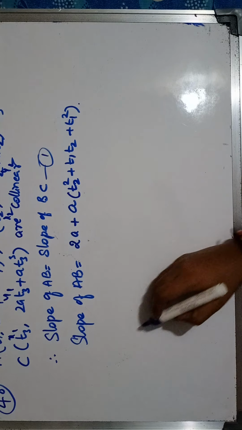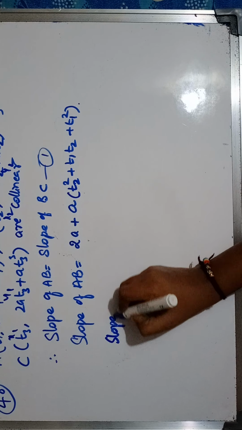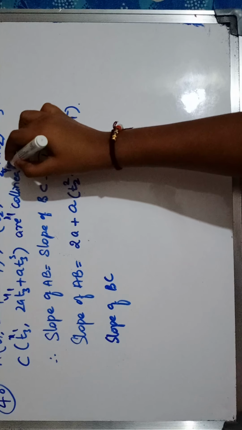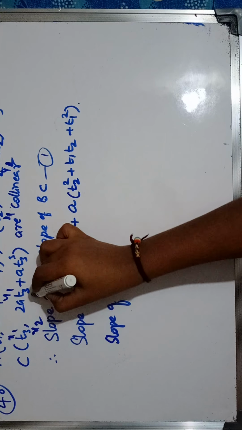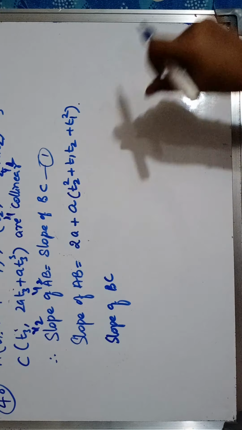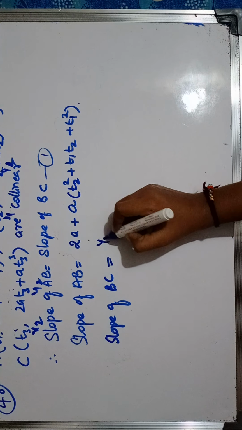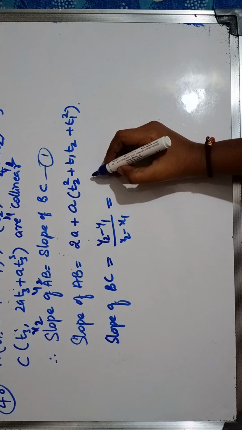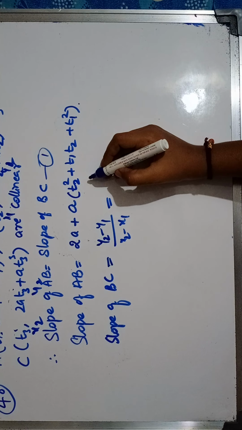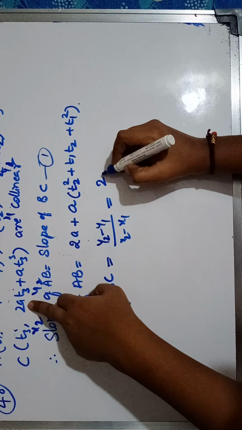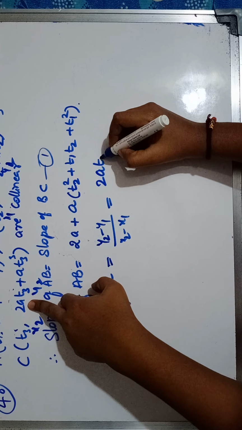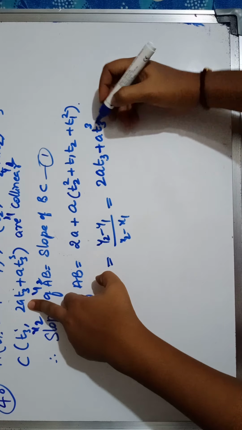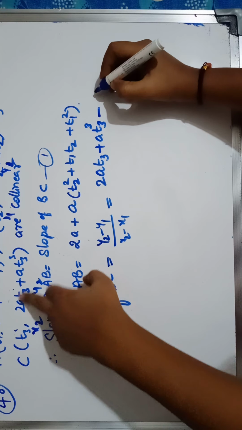So slope of BC is equal to, now this point becomes x1 y1 and this becomes x2 y2. So this is equal to y2 minus y1 by x2 minus x1. So what is y2 here? Y2 is 2at3 plus at3 cube minus y1.